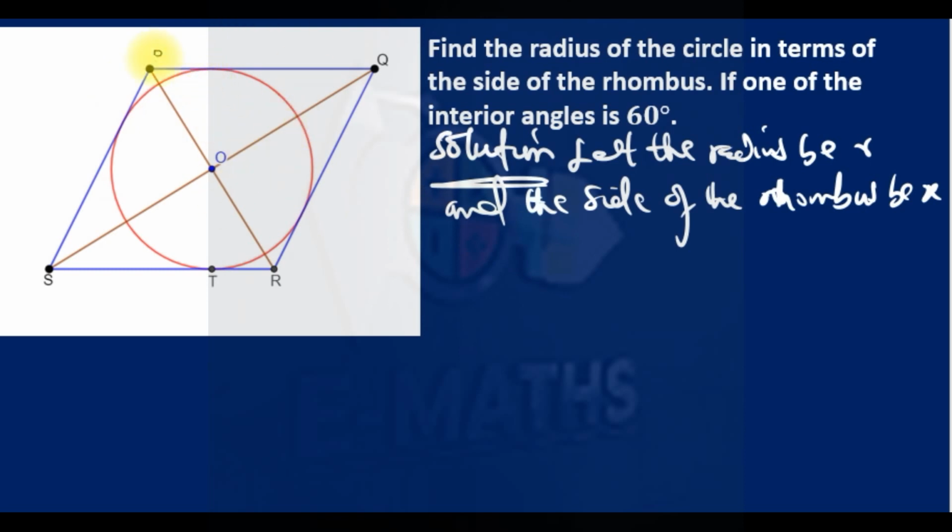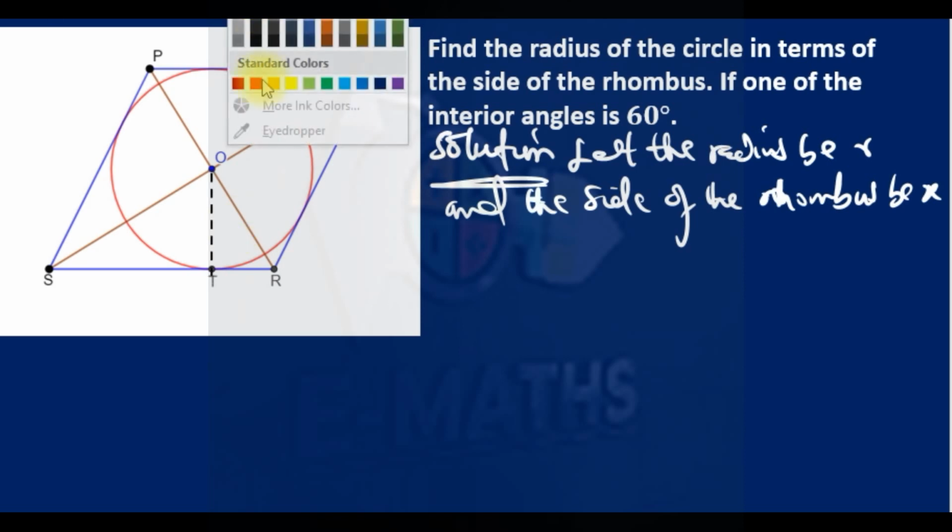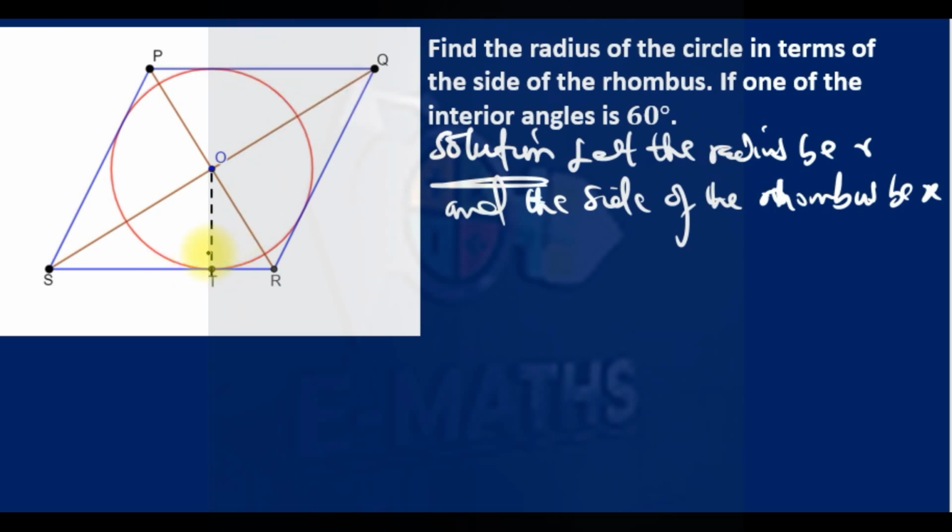So let's join. If you want to draw a circle, we need the radius. As you can see, from O to T is the radius. So let's join. We know that the radius is always perpendicular to this line tangent to the circle, so it's perpendicular to this side. So let's call the radius r. So our r is here.